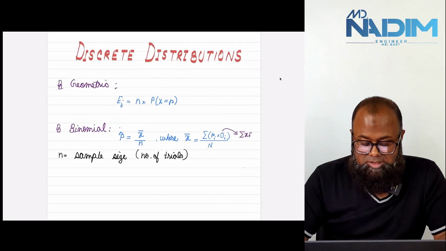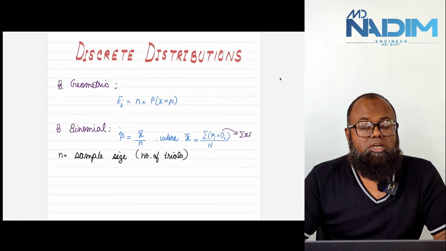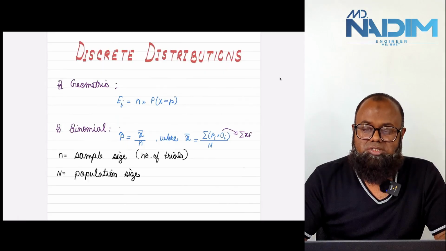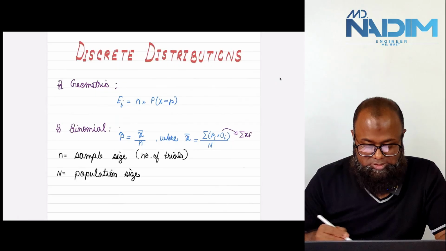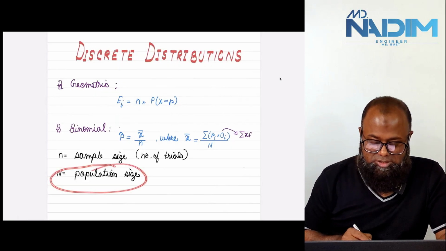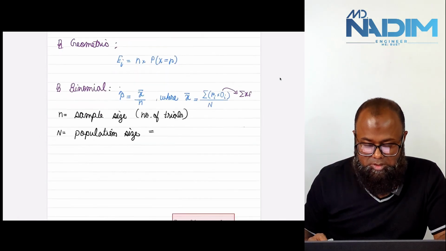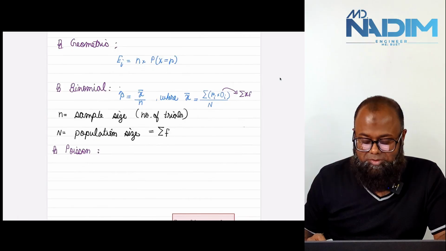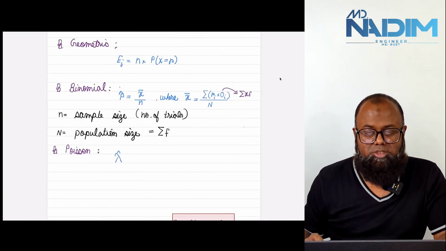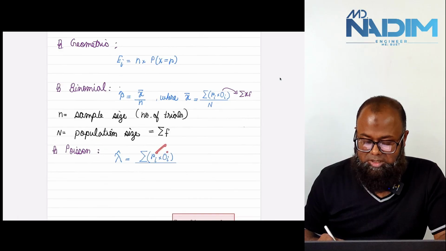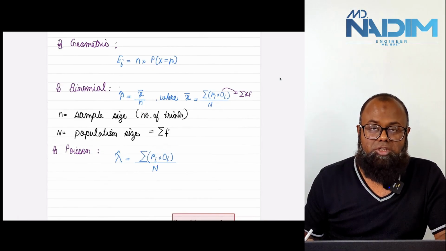Now, small n is the sample size, or we can say that number of trials. Now, capital N is the population size. As I said, this is the population size and this is the sample size. Small n is the sample size. Now, for Poisson, we need to find the lambda, and this lambda is sum of r into observed value divided by N, the population size.